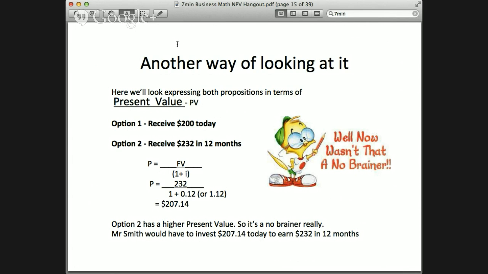It's a no-brainer, really. I mean, Mr. Smith would be well advised to invest in waiting 12 months and receive his $232, because if he were to take the $200 today and invest it at 12%, he wouldn't earn $232. He's only going to earn $224, correct? Makes sense, yeah?